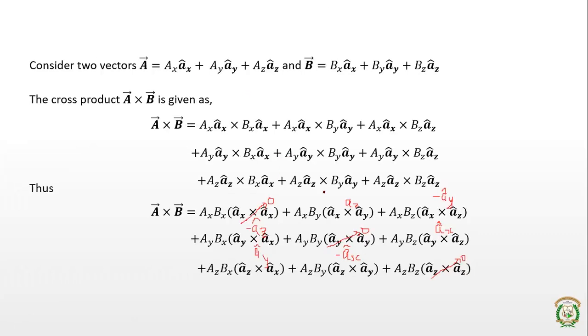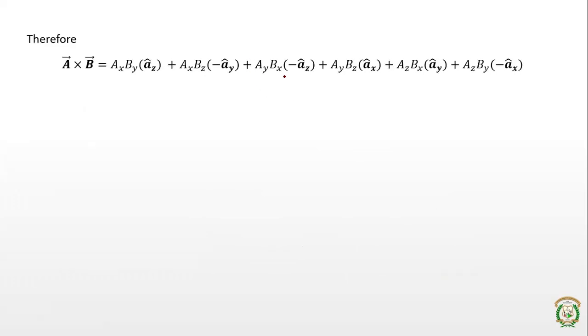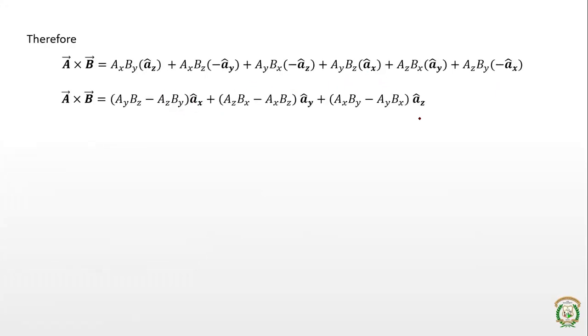The same thing is written again: ax by into az plus ax bz into minus ay, bx into minus az. Next, you group the unit vectors in terms of ax, ay, and az. For ax, there are two terms: ay bz minus az by. For ay, two other terms: az bx minus ax bz. For az, there are two terms: ax by minus ay bx.